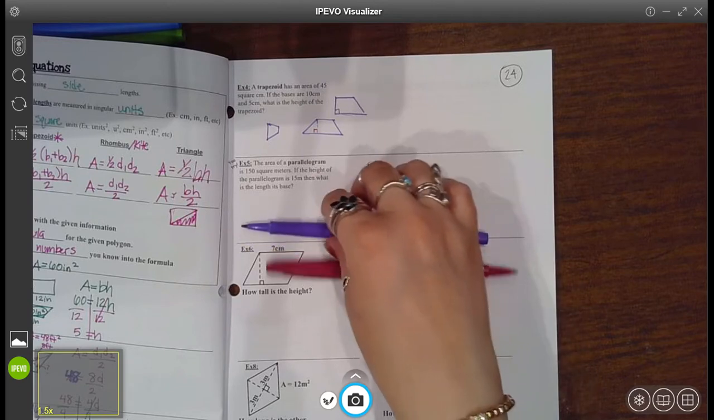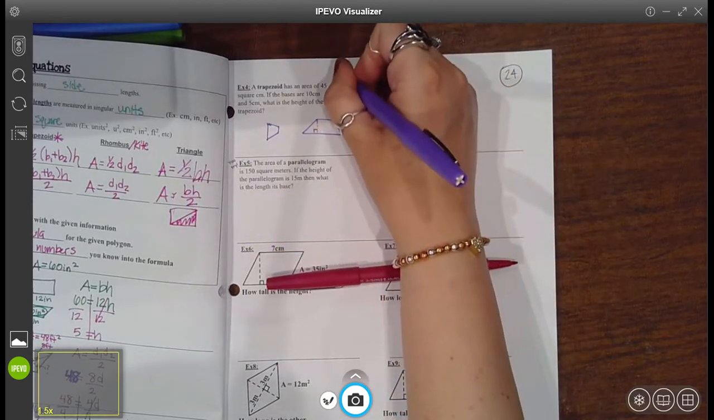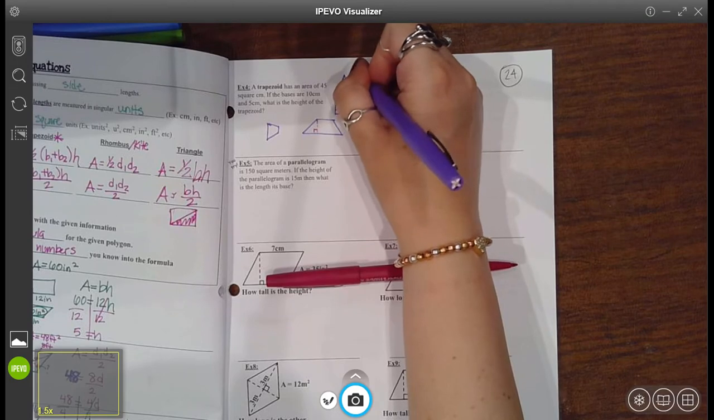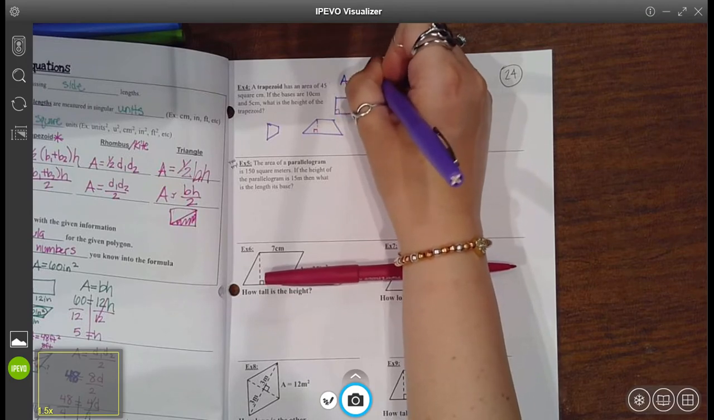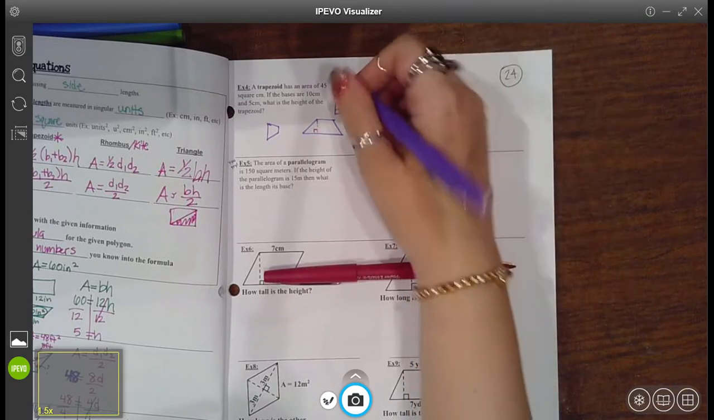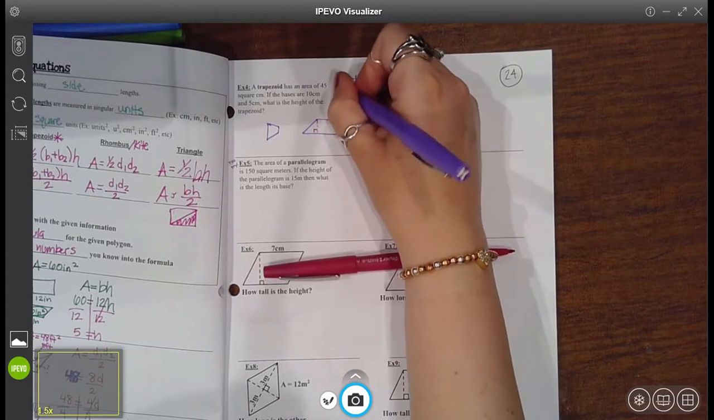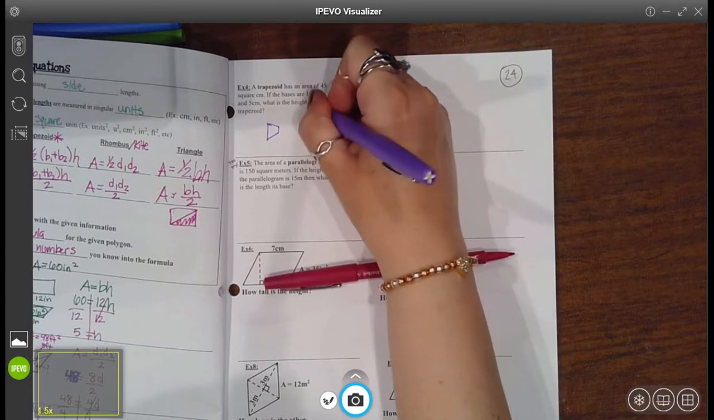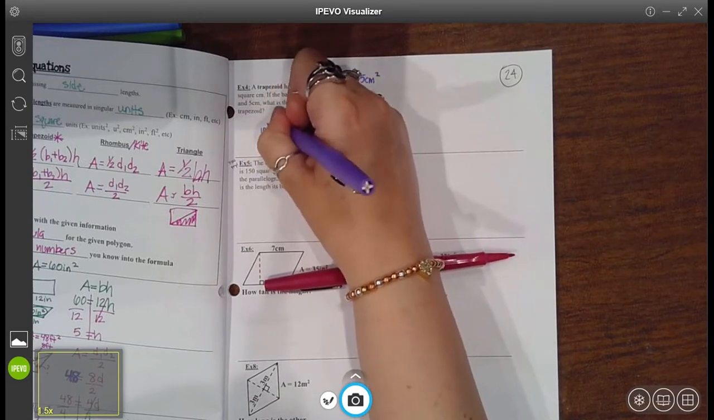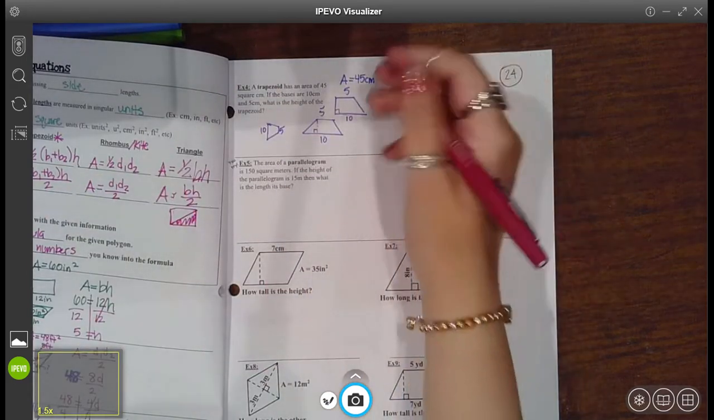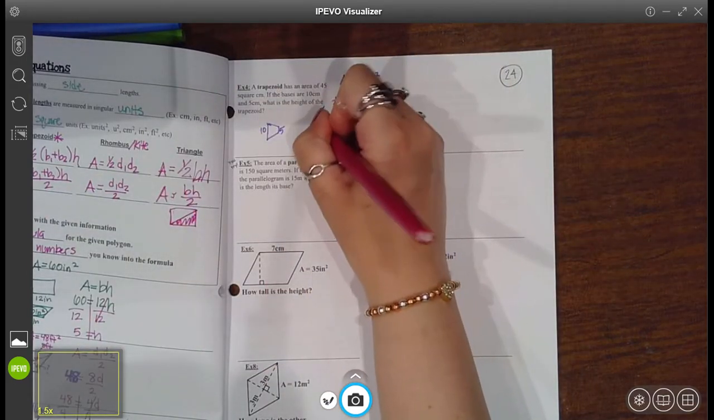All right. They told me it has an area of 45 square centimeters or centimeters squared. And then your bases are 10 and 5. And then it wants you to find the perpendicular height.